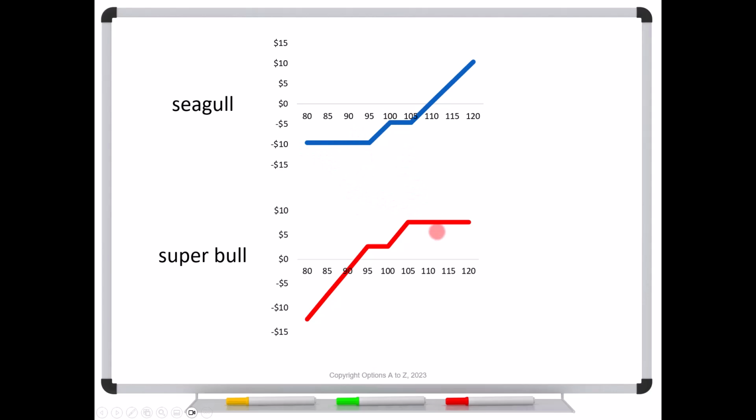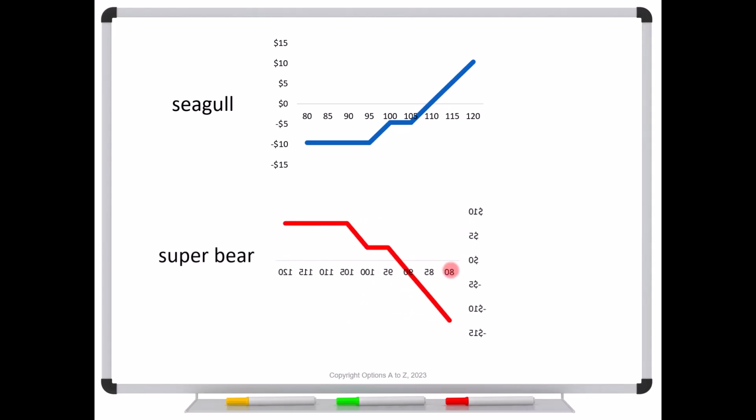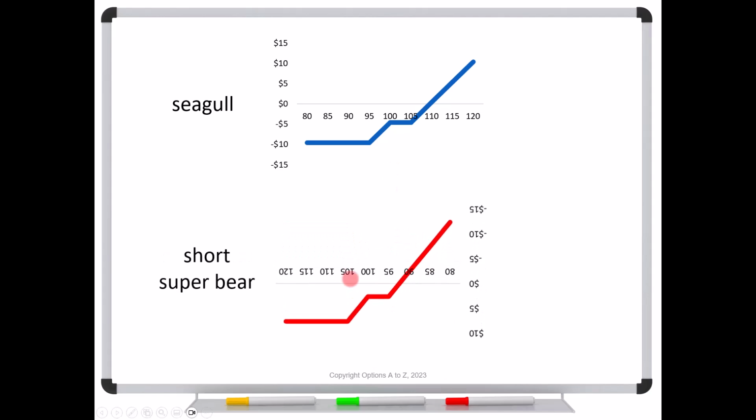So what I can do is look at this and say, well, if these were two pieces of a puzzle that I'm trying to fit together, the first thing I can tell is let's take the Super Bowl and do it with puts. That's going to flip the graph left to right. And now that's going to be the Super Bear. I can see that I've almost got it. It's just that it's inverted. So I would need to sell this. So if we flip it from top to bottom, we get that. And that is a short Super Bear, which now looks exactly like the seagull.